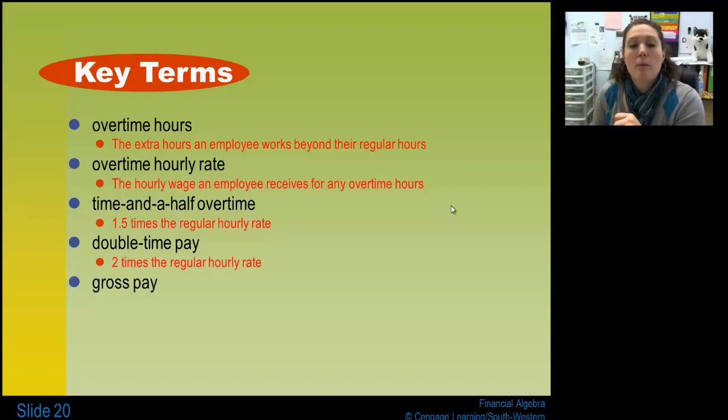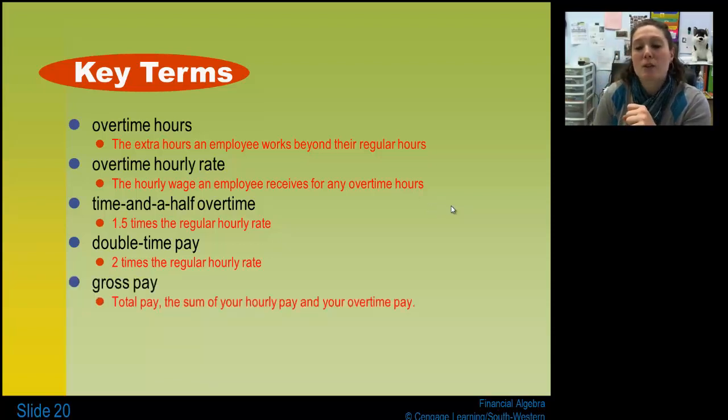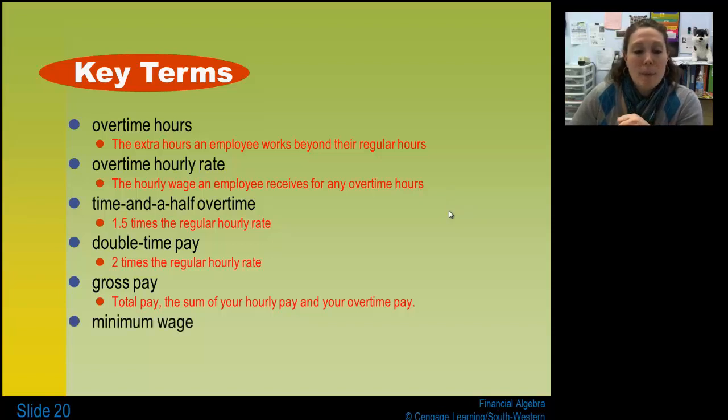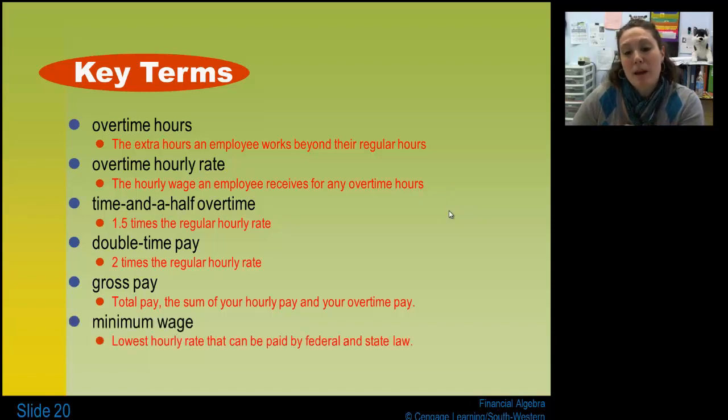Gross pay, this is the total pay or the sum of your hourly pay and your overtime pay. So gross, this is before taxes. Minimum wage, this is the lowest hourly rate that can be paid by federal and state law.